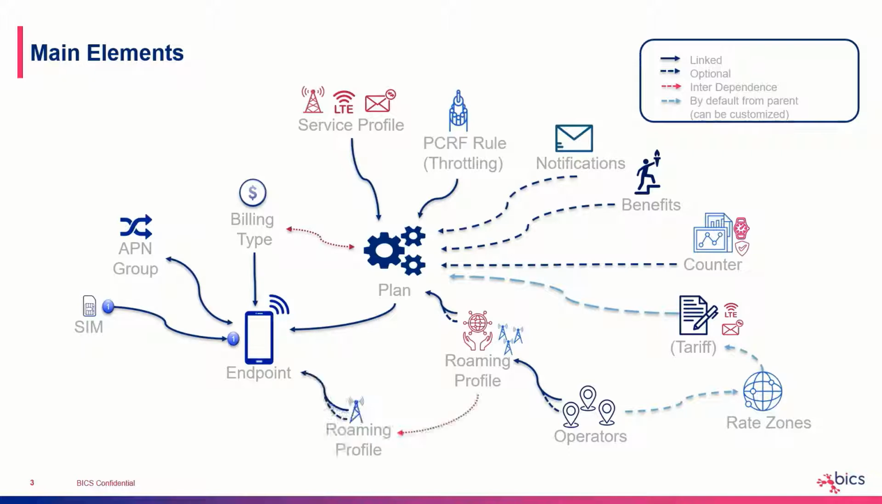The roaming profile will also be directly assigned to the endpoint. If you define several roaming profiles in a plan, you can, at endpoint level, activate or disable one roaming profile for a particular endpoint. Remember our example of UK and Ireland. By defining individually those roaming profiles, one for UK, one for Ireland, you can create one plan with both, associated to several endpoints, and then at endpoint level, allow or disable access to one country.